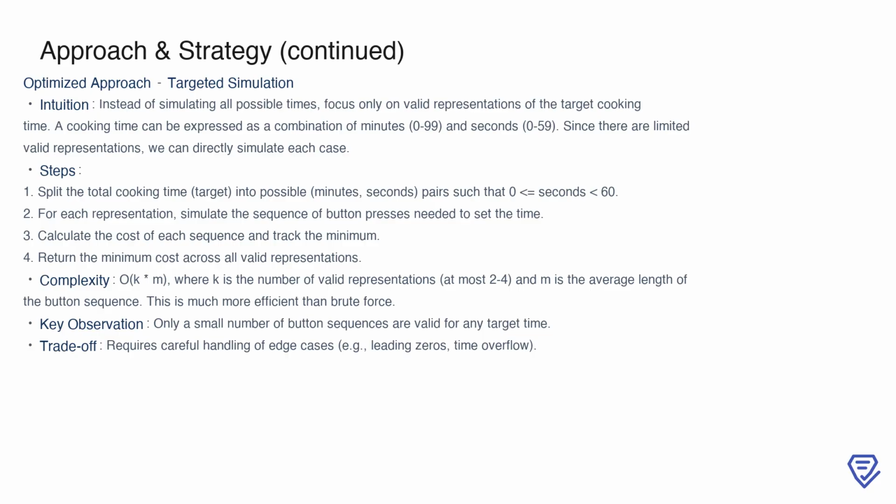Instead of iterating through all possible times, we focus only on valid representations of the target cooking time. Cooking time can be expressed as a combination of minutes and seconds, where minutes range from 0 to 99 and seconds range from 0 to 59. This drastically reduces the number of cases to simulate. For each valid combination of minutes and seconds, we determine the sequence of button presses needed to set the time and calculate the associated cost. By evaluating only these valid sequences, we can track the minimum cost and return it as the solution.